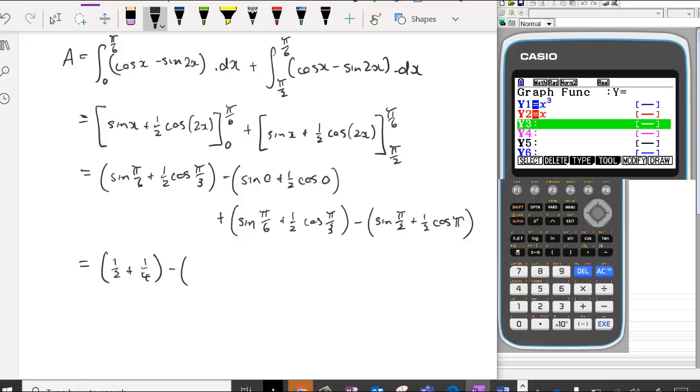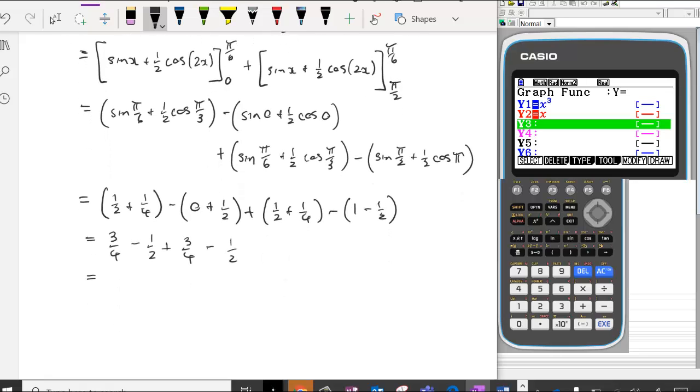Subtract sine 0, which is 0, plus 1/2 of 1, which is 1/2. And we have the same thing as the first, so we've got 1/2 plus 1/4, and subtract sine pi on 2, which is 1, and 1/2 cos pi, which is -1/2. So we have 3/4, subtract 1/2 plus 3/4, subtract 1/2, means we have 3 on 2, subtract 1, which is 1/2 unit squared.